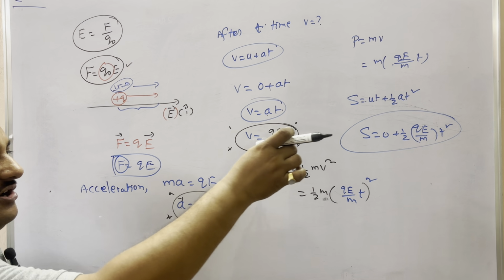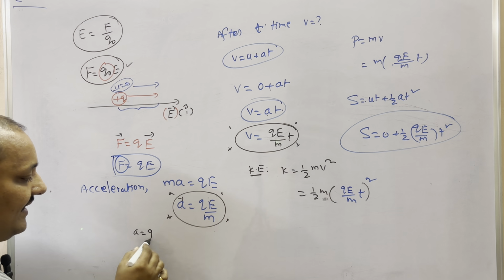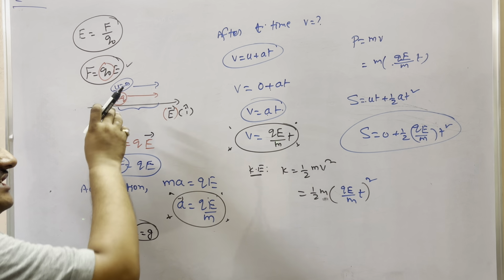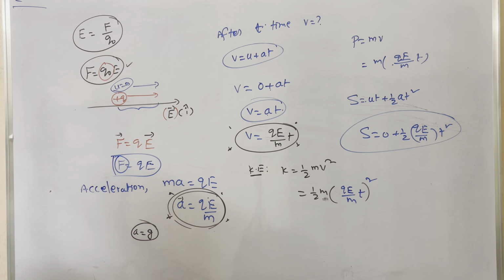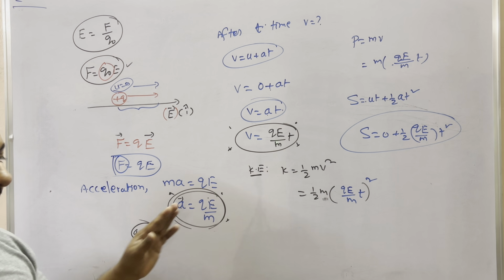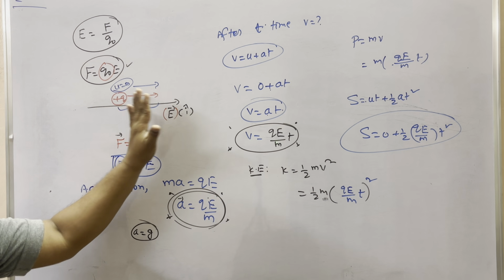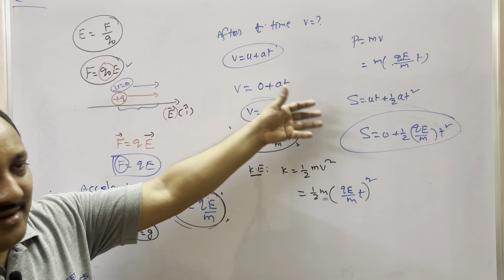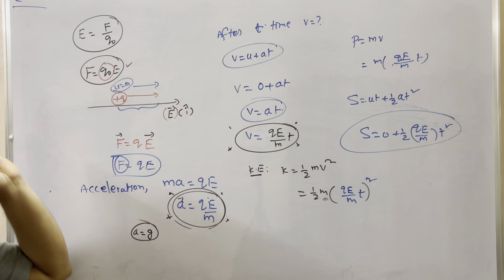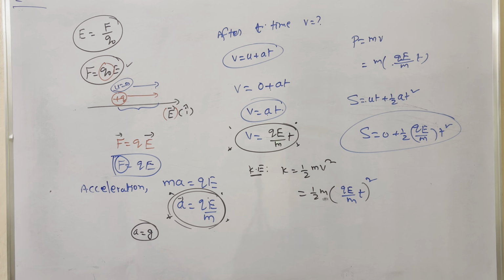If you drop any object under gravitational influence, then we take acceleration g. If any charge is moving in an electric field, the acceleration of that charge is going to be QE by m. If the same charge is negative, it will move in the opposite direction. Again the magnitudes will be the same, but the direction is going to be opposite. So like this we have to take one by one.